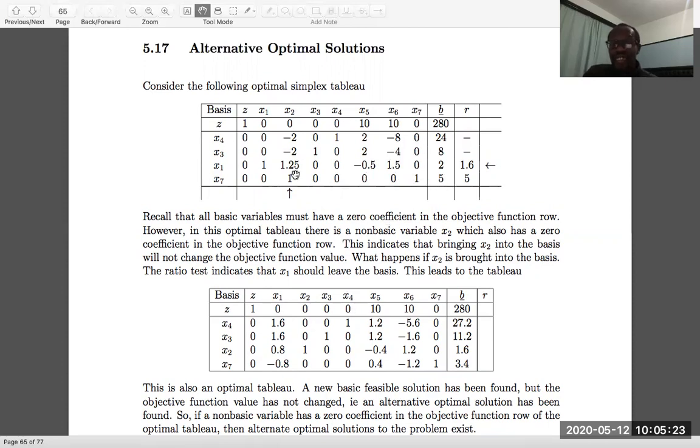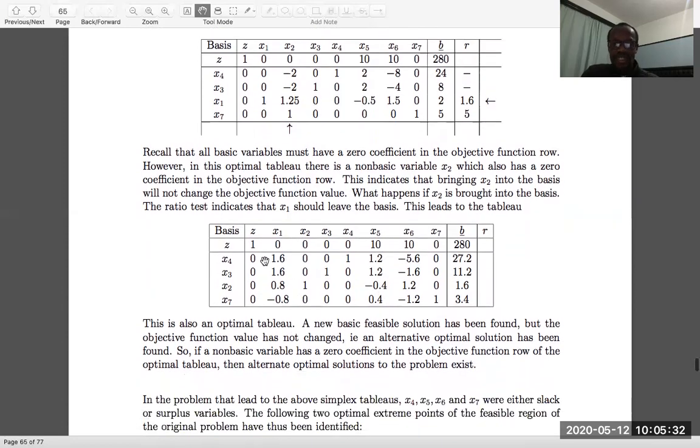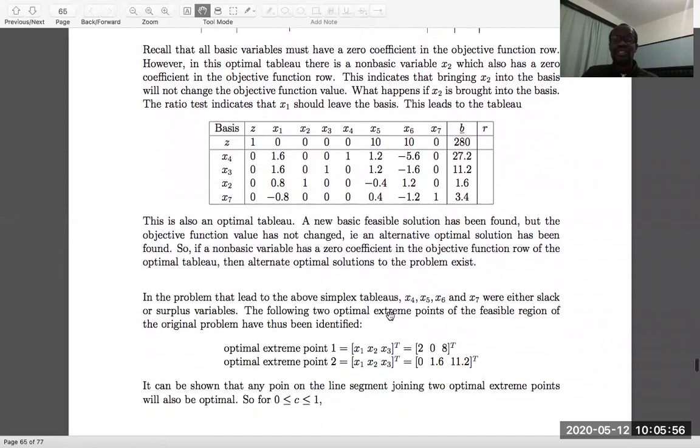Now, even though it has a 0 there, I could still change it by doing the row operation. By doing the row operation, I get another solution where z is again 280, and x1 is 0, x2 is 1.6, x3 is 11.2, x4 is 27.7, that's 0, that's 0, and that's 3.4. So you see that I get another solution.